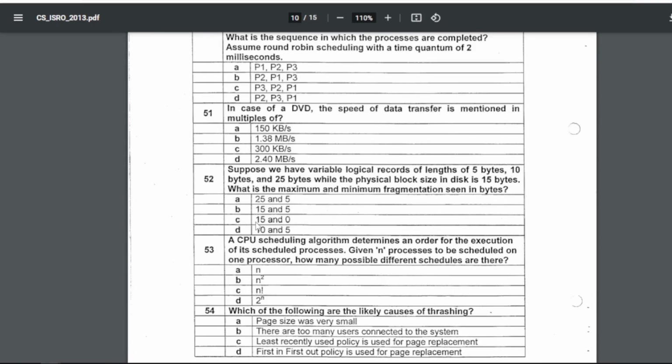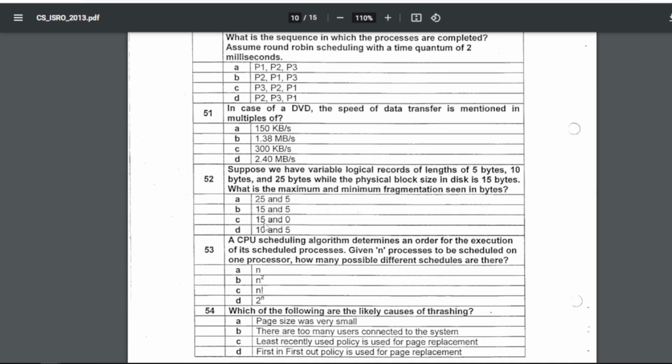Now question number 51 is in case of a DVD the speed of data transfer is mentioned in multiples of what? In that case our answer will be B, that is 1.38 MB per second, right? Because the speed of data transfer in a DVD is typically 1,385,000 bytes per second, which is equal to 1.38 MB per second. So you can remember this and B will be the answer here. Next question is 52.